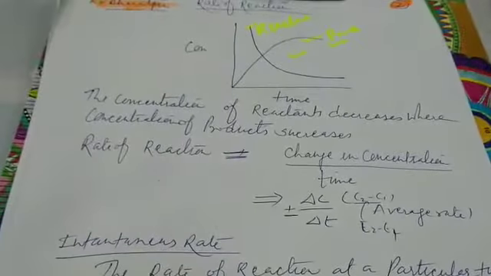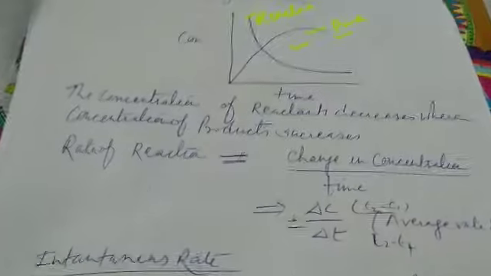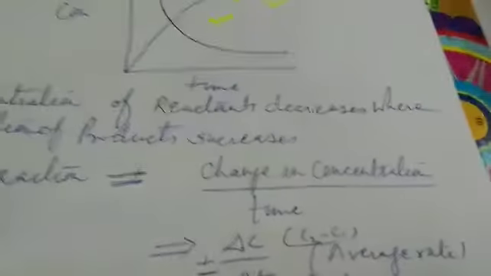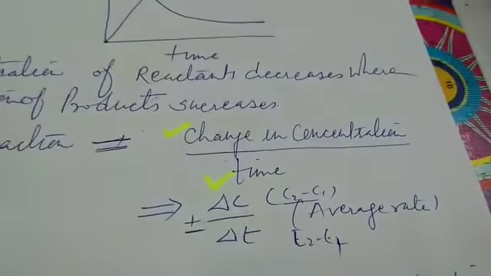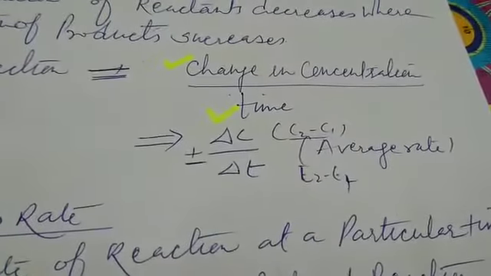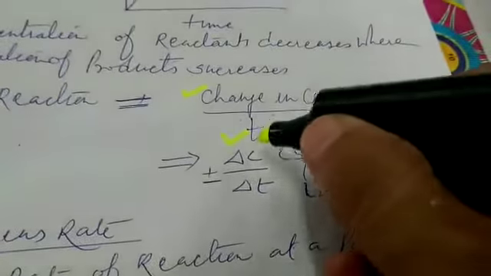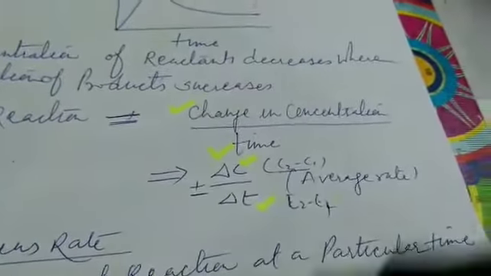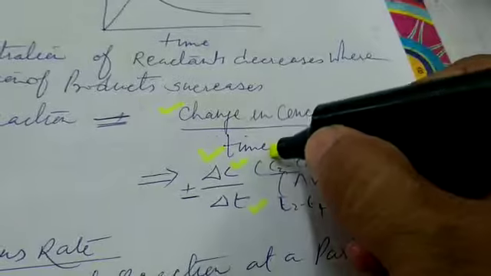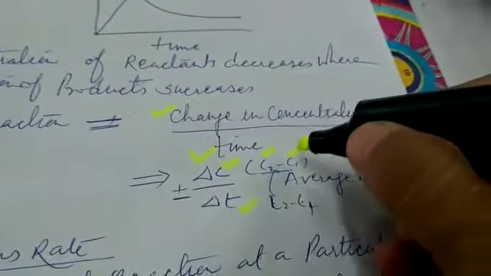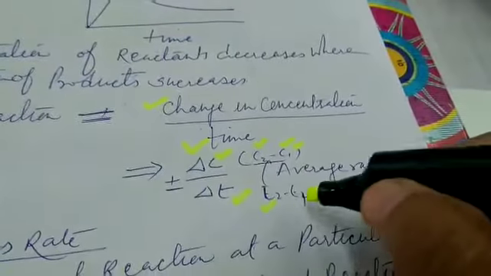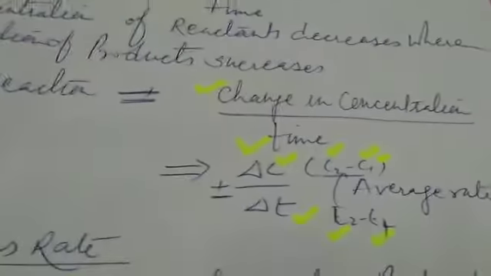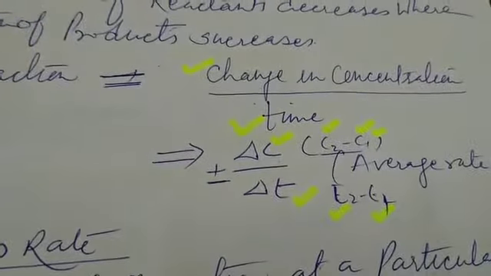Now how can we define the rate of reaction? The rate of reaction can be defined as change in concentration with time. So we can write the rate of reaction as delta C upon delta T, where delta C is C2 minus C1, C2 is the concentration at time T2, C1 is the concentration at time T1, and T2 and T1 are two different times.